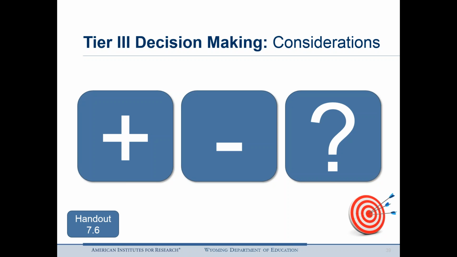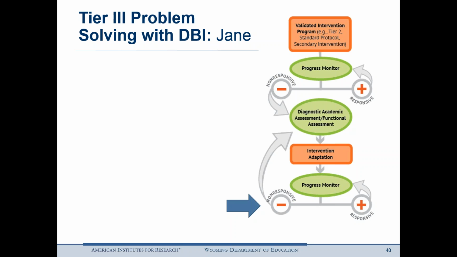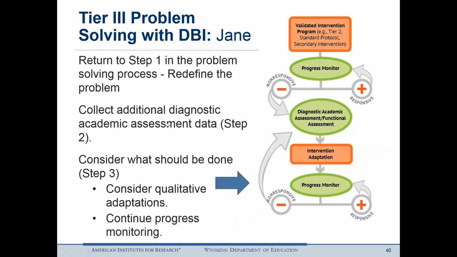Given that her performance is not yet consistent, the team may decide to continue the intervention or may choose to find an additional intervention. The team decides that Jane is not responding to the quantitative adaptation to the Tier II intervention. As a result, the team begins problem solving to determine why the problem continues to exist. Once a new hypothesis is developed, the team determines what should be done. Step 3 of the problem-solving process.